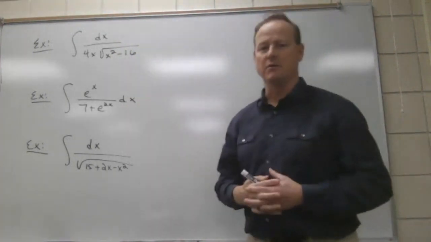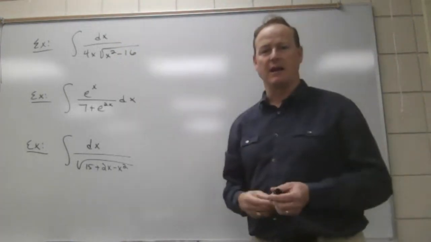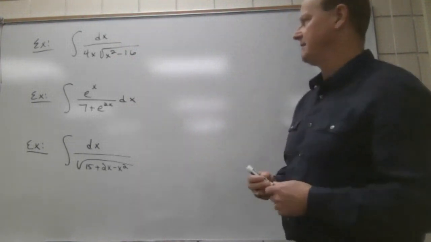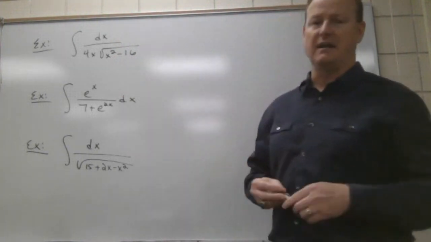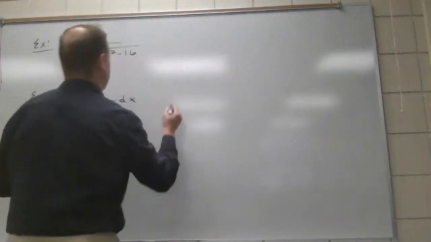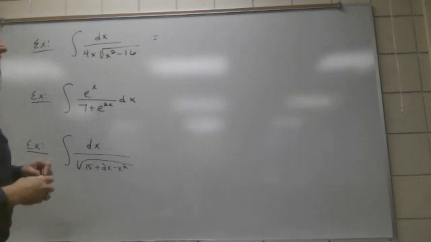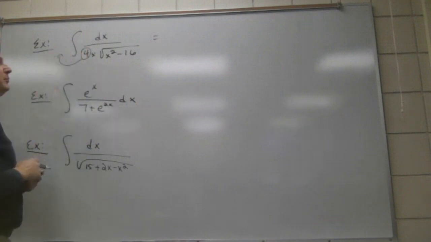So what we really want to do is try and rewrite this in terms of something that looks like one of the three base inverse trig antiderivative functions that we have. It looks like it's going to be similar to that arcsecant one that we had as well. So let's see if we can rewrite this. First of all, that 4, I don't really like that down in the denominator, so I want to try and pull that out front.